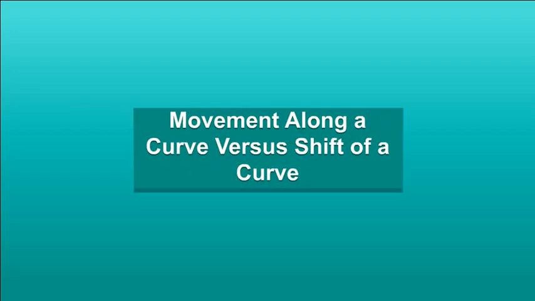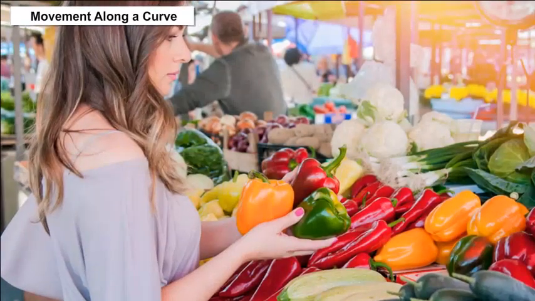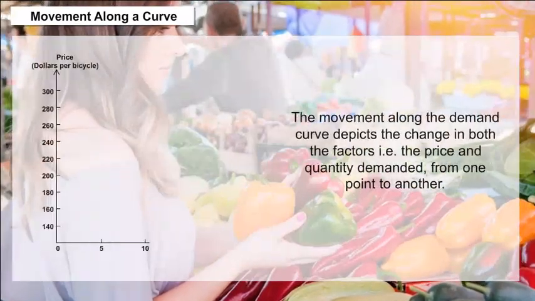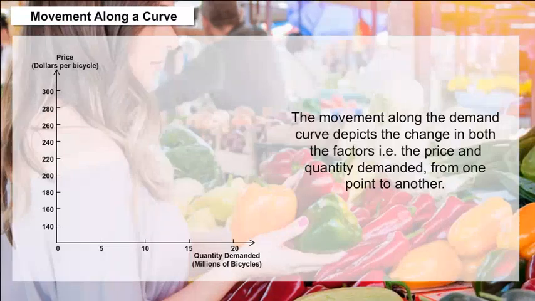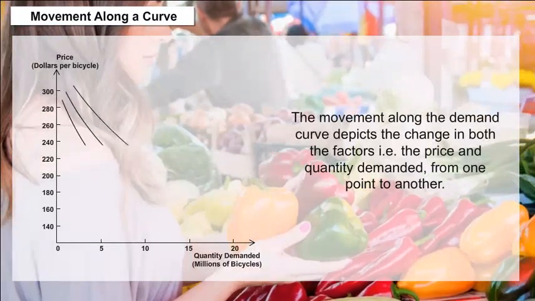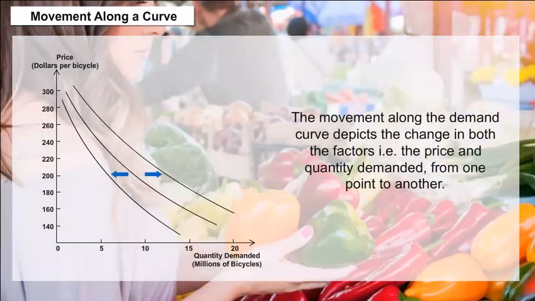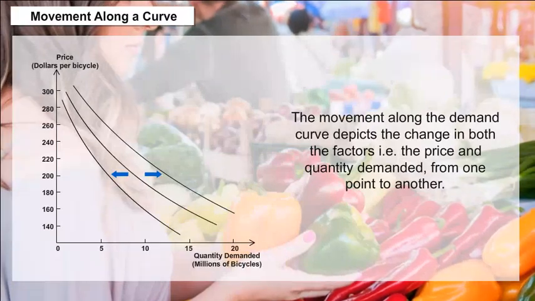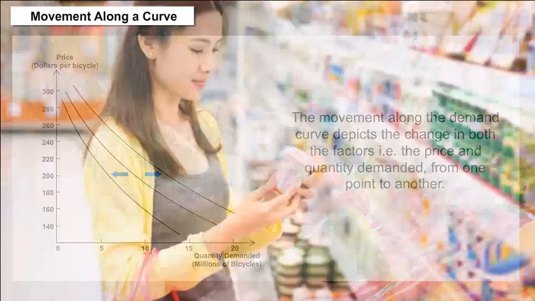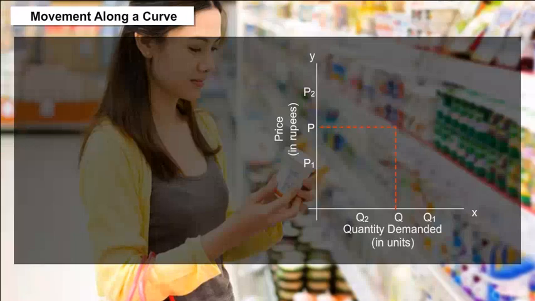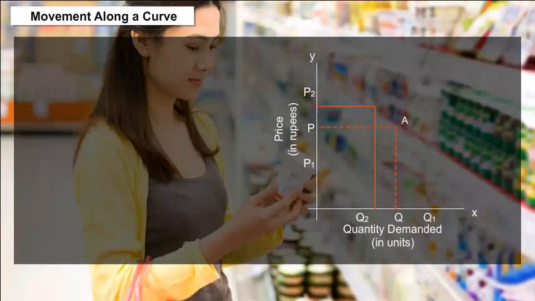Movement along a curve versus shift of a curve. Movement along a curve. The movement along the demand curve depicts the change in both the factors, that is the price and quantity demanded, from one point to another. The movement along the curve can be in any of the two directions.